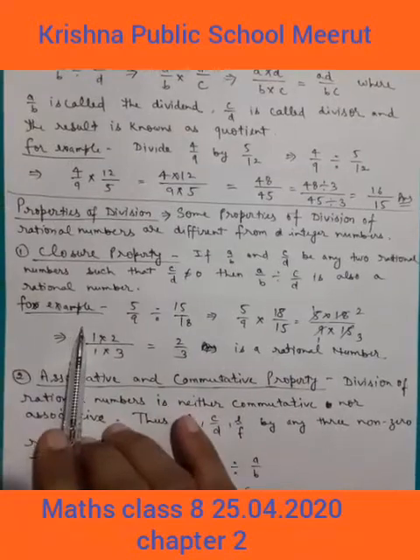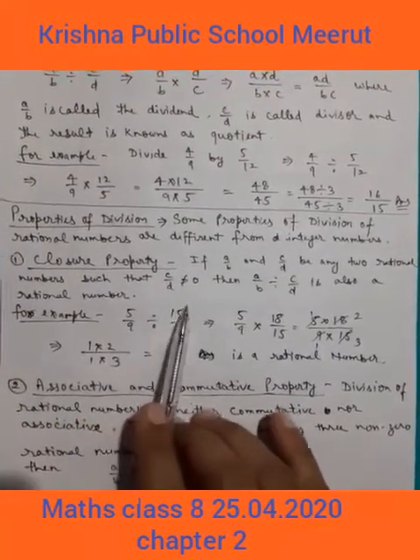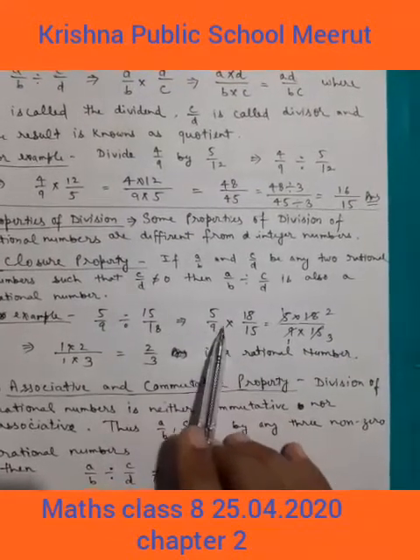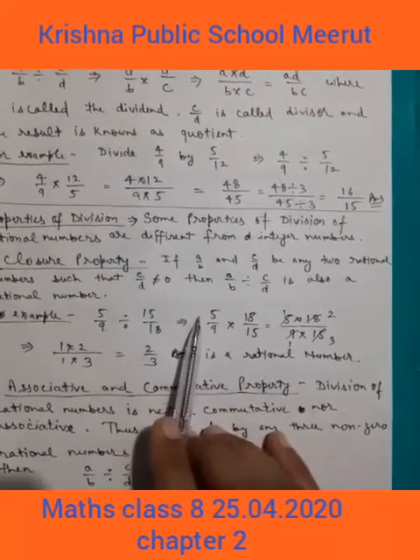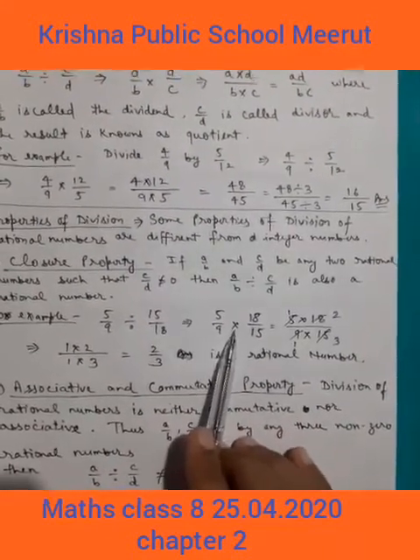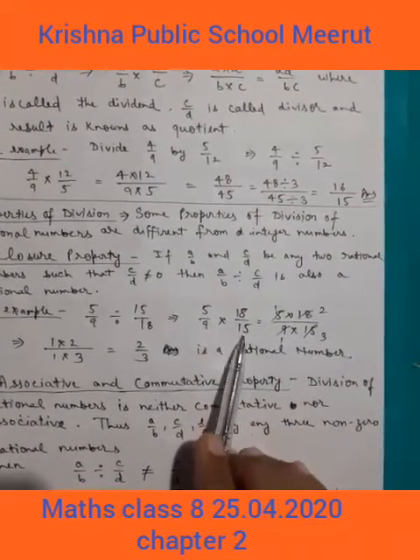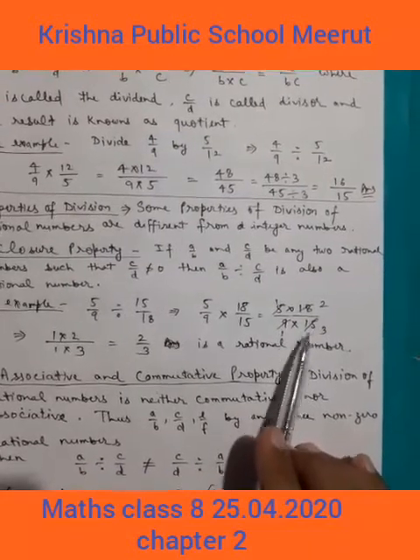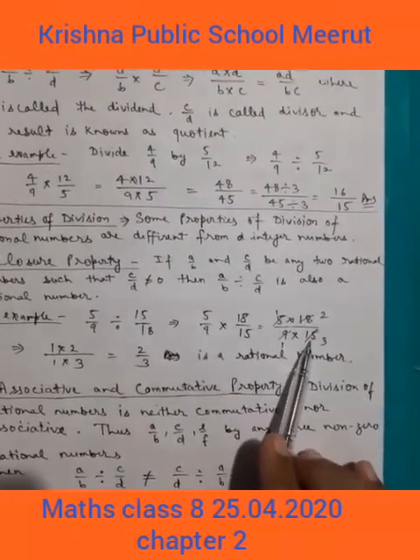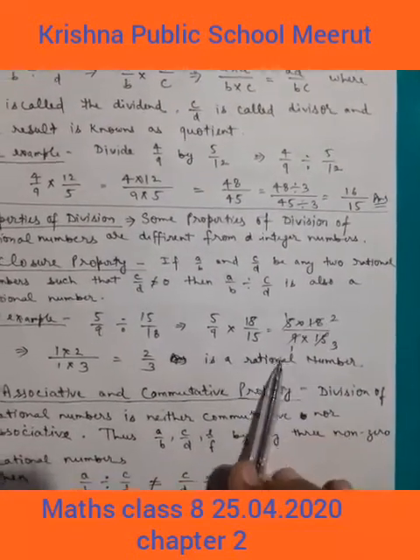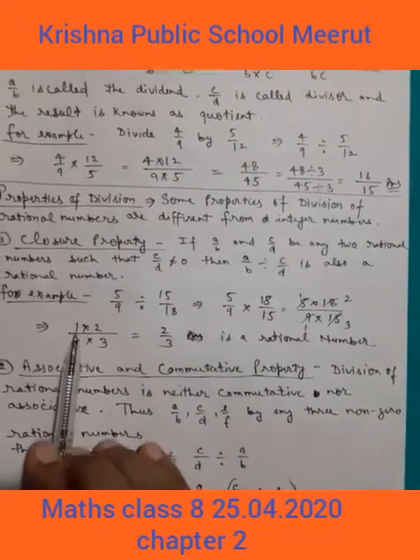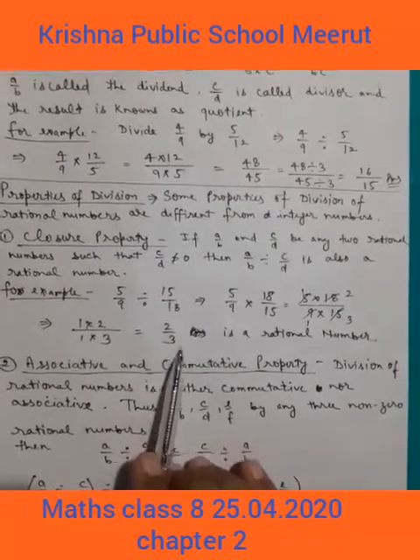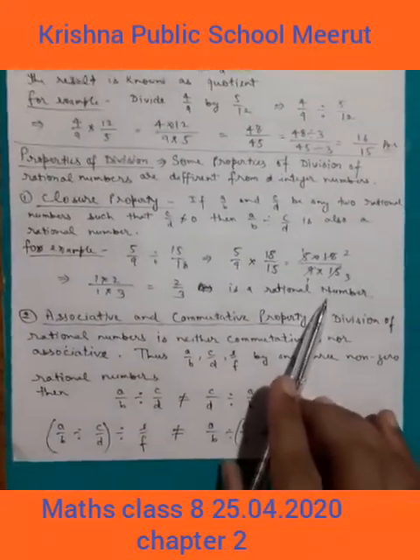For example, 5 upon 9 divided by 15 upon 18 is equal to, we will change the order of 15 upon 18, that becomes 18 upon 15. So 5 upon 9 into 18 upon 15. We multiply 5 into 18 upon 9 into 15. We divide 5 and 15, and 9 and 18. Then we get 1 into 2 upon 1 into 3. The answer is 2 upon 3. That is a rational number.